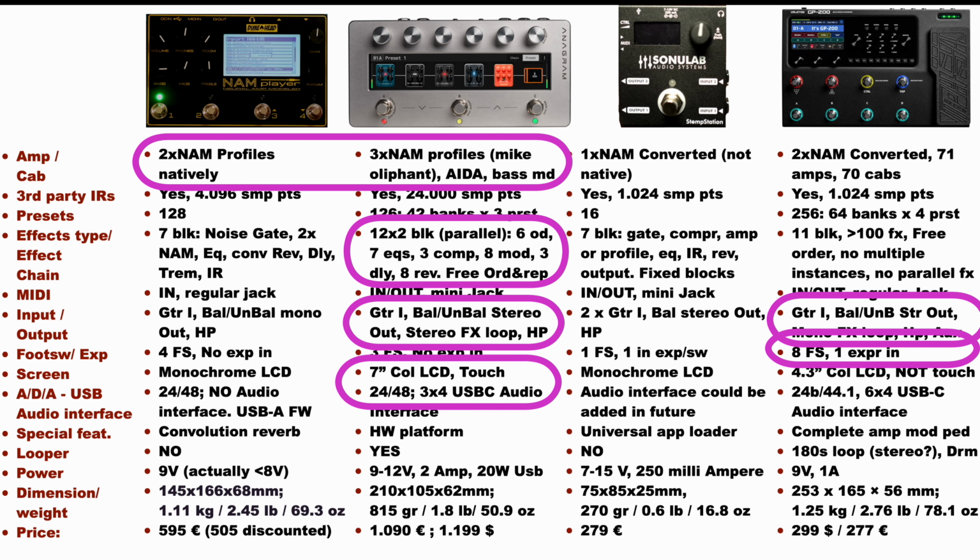In terms of audio interface, the Anagram is the best, offering 24 bits at 48 kHz. Even if the Valeton has more USB channels, it is limited at 44.1 kHz, and I'm always recording at 48. Then of course I would mention that the Stomp Station is the lighter and cheaper unit, cheaper together with the Valeton.